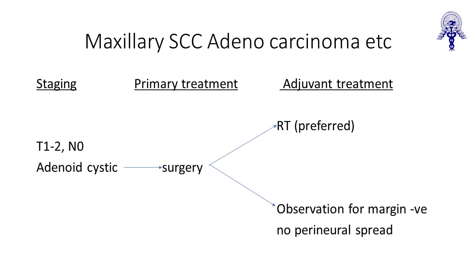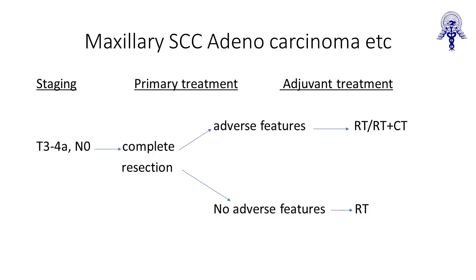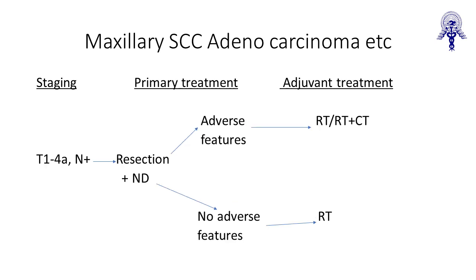If it is an adenoid cystic carcinoma, then surgery and post-operative radiotherapy, observation for margin negative or no perineural spread. Higher grade, T3, T4, no neck nodes, complete resection, total maxillectomy. If there are adverse features, post-operative adjuvant; no adverse features, only radiotherapy. T1 to T4A, N plus, you have to combine resection plus neck dissection. What kind of neck dissection will you do?